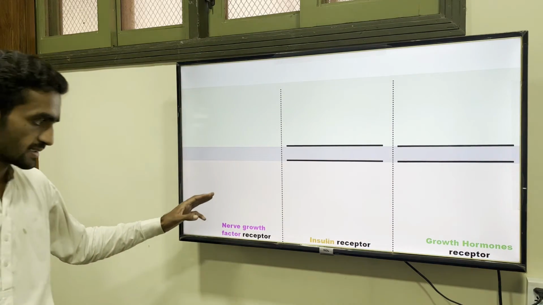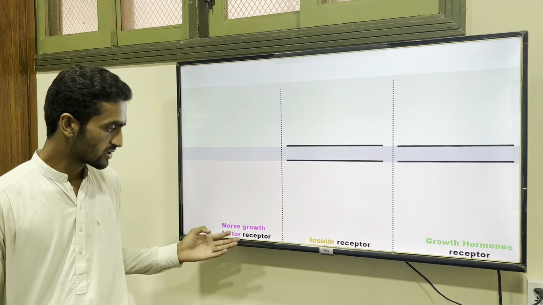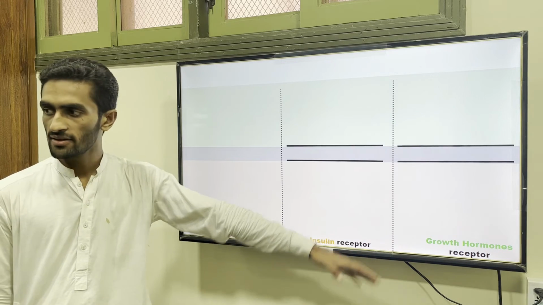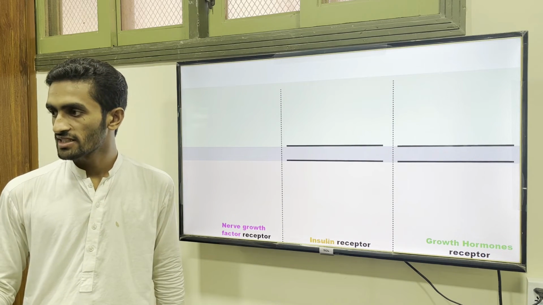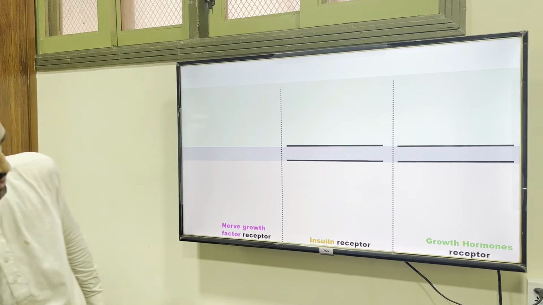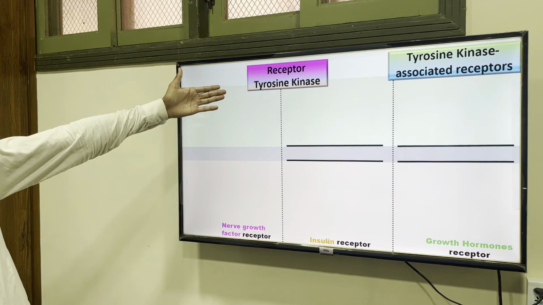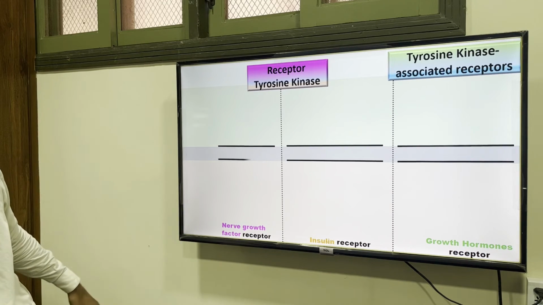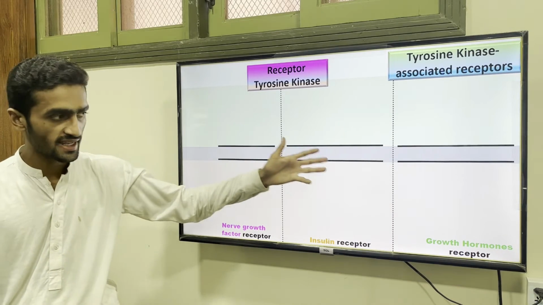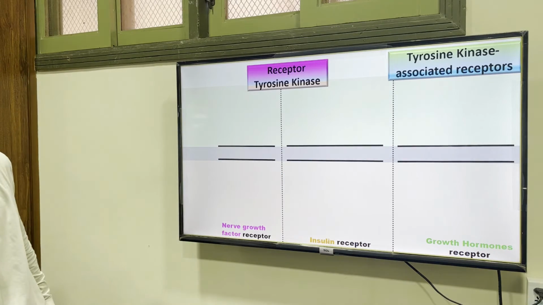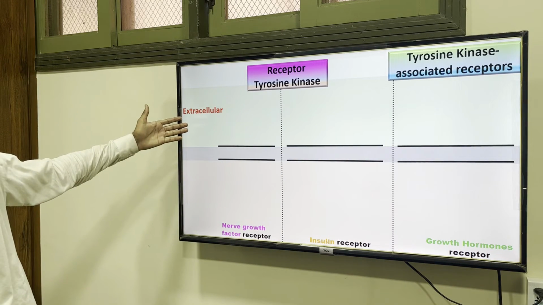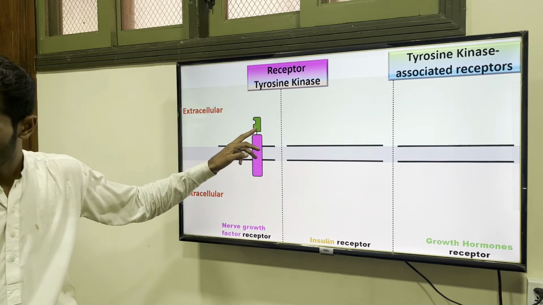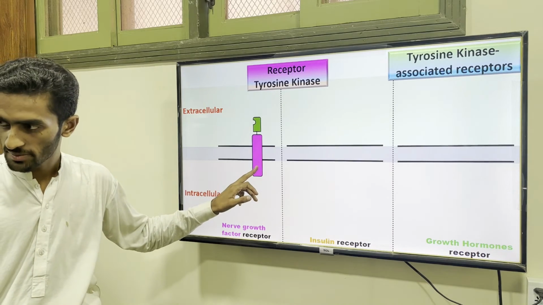Now come to the last one, which is important for the nerve growth factor receptor and insulin receptor, which is the tyrosine kinase system. So there is the receptor tyrosine kinase and tyrosine kinase. Same thing, that is kinase. For example, here is the cell membrane. Just remember what is happening. This is the extracellular side, this is the intracellular side. For example, here is the receptor. It attaches with a single transmembrane segment.